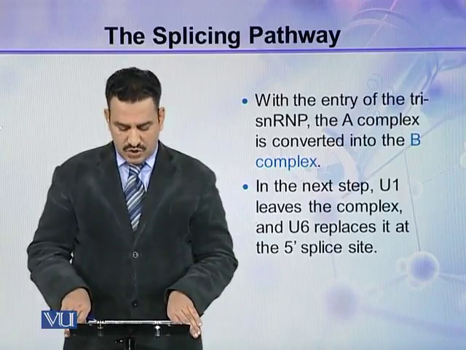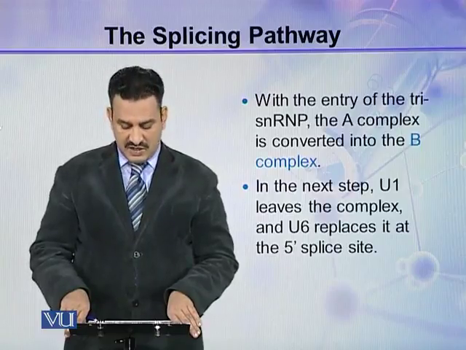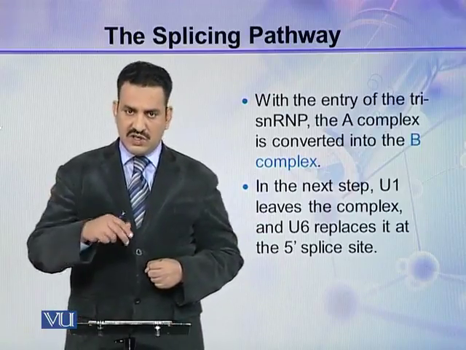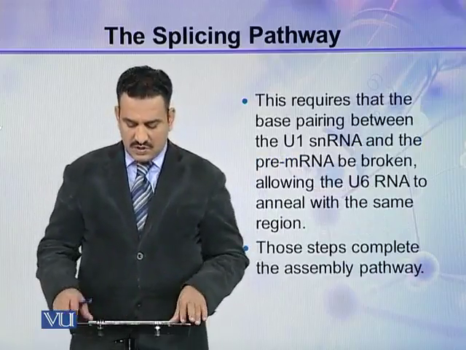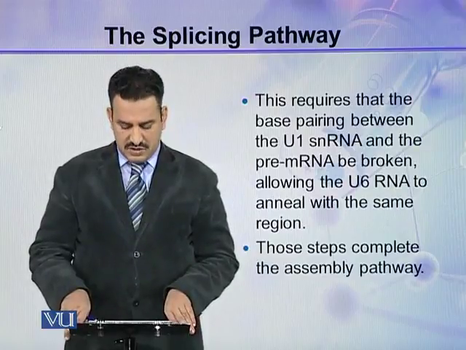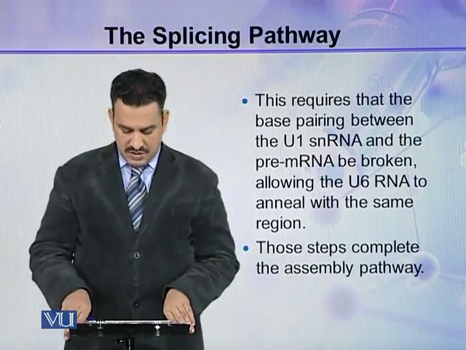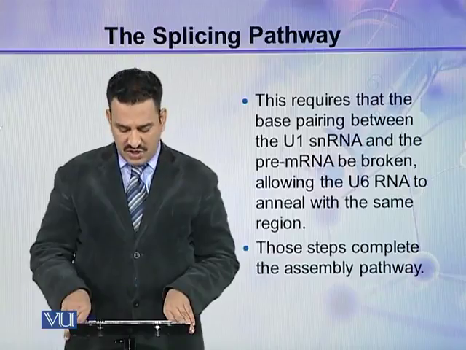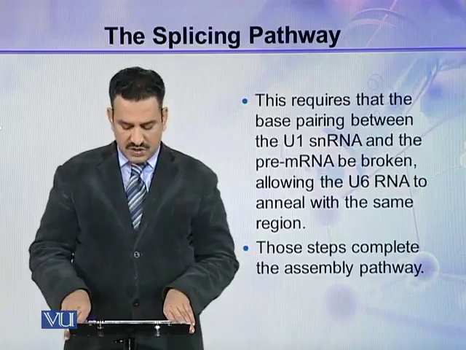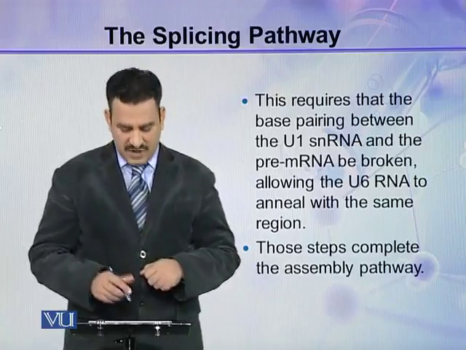In the next step, U1 leaves the complex and U6 replaces it at the 5' splice site. So U1 is removed and U6 comes in. This requires that the base pairing between the U1 snRNA and the pre-mRNA be broken, allowing the U6 RNA to anneal with the same region. Those steps complete the assembly pathway.